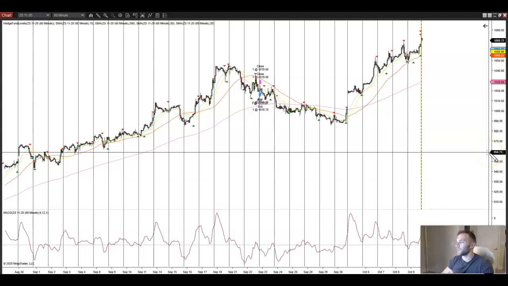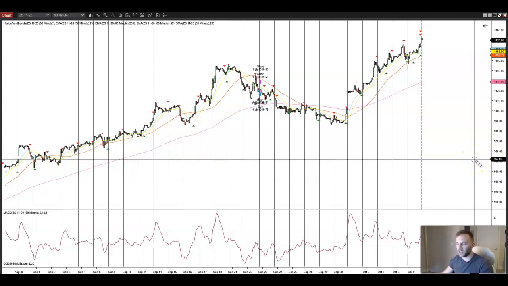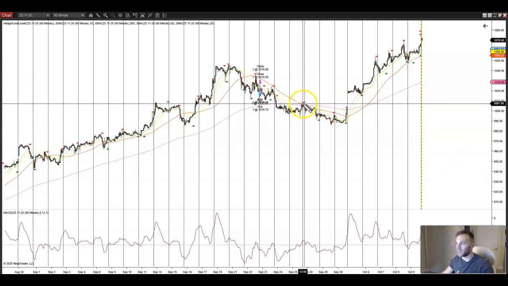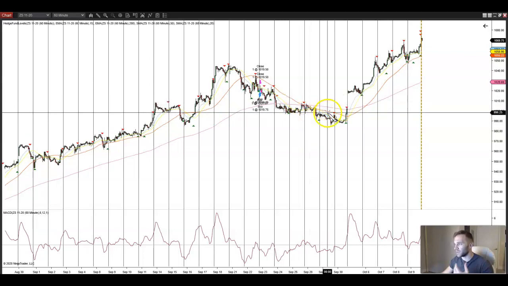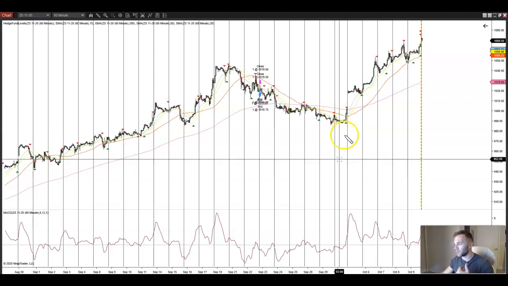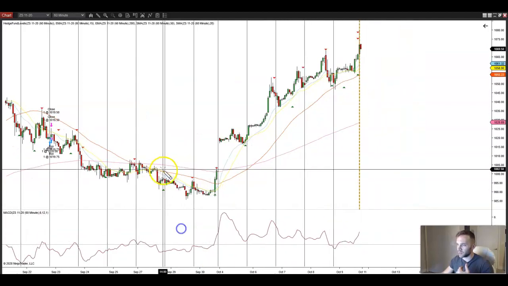Alright guys, welcome back to the video. What I have on the screen right now is my hedge fund level software. For anyone that's new to the channel, it indicates these red and green arrows. If you're looking at this red arrow right here and this green arrow right here, let me zoom that in so you can see that a little better.